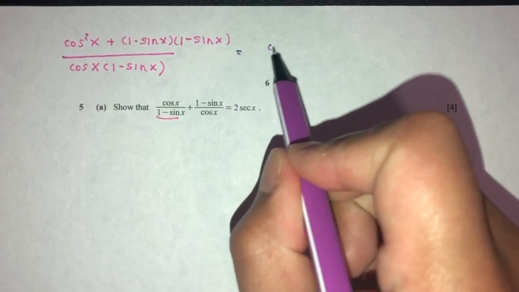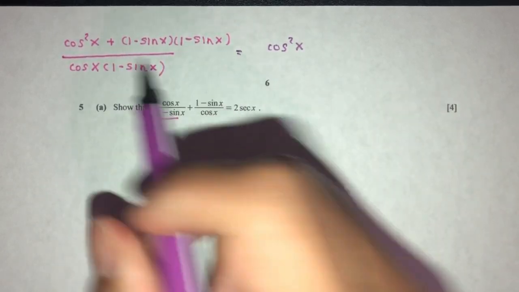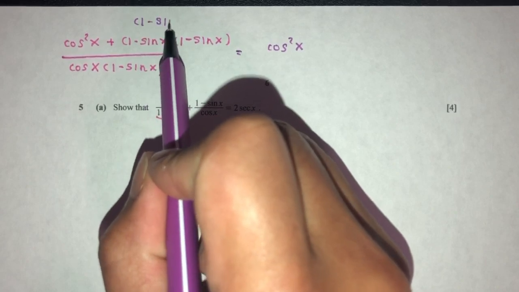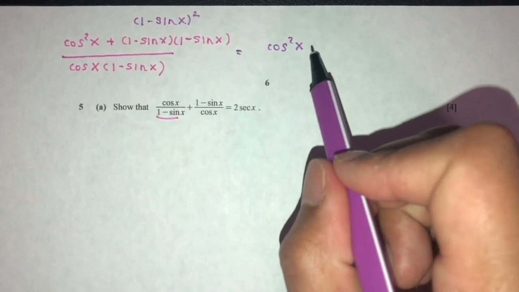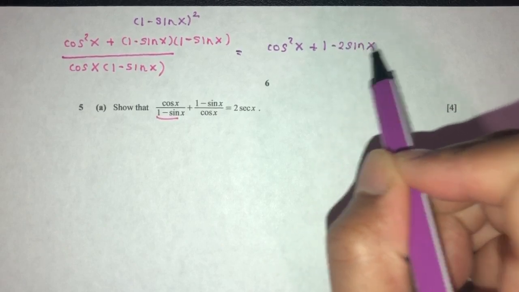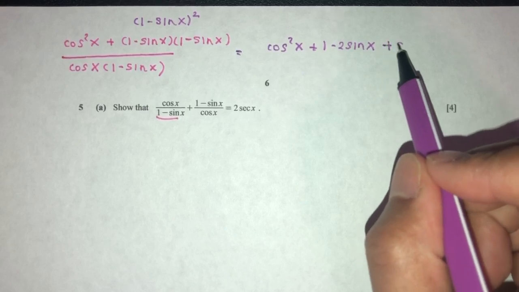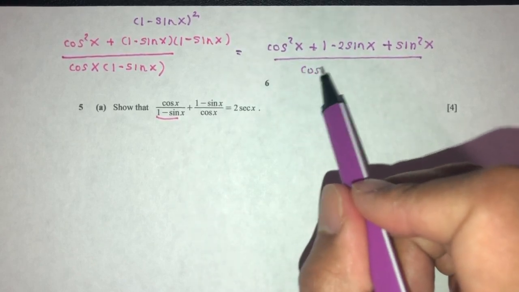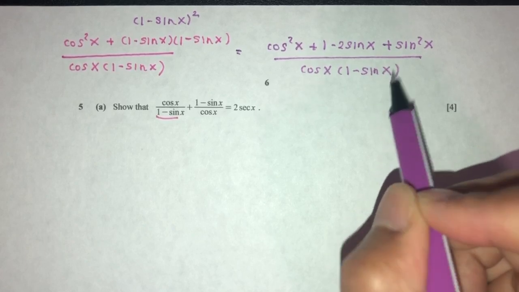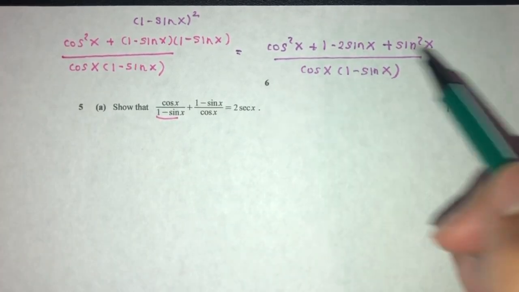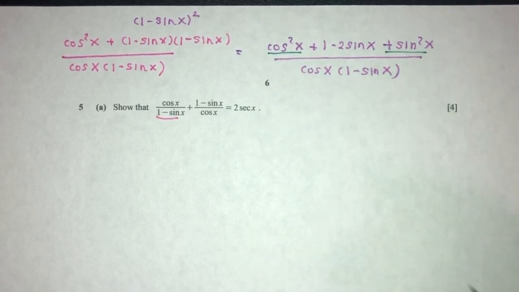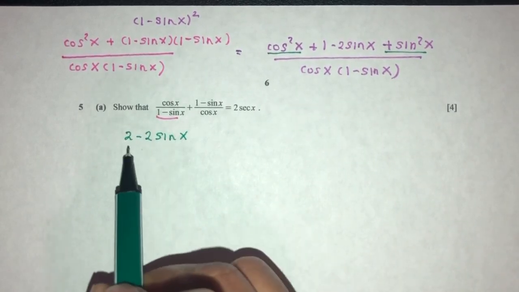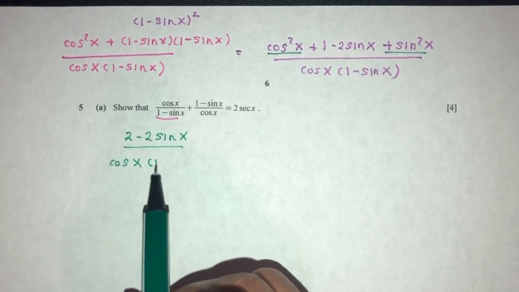So here you will have cos square of x, same thing. But here we can just expand, that will become 1. So again, these are the same, that will be square of this. So I can look at this as simply 1 minus sine x squared, right? Because it's the same. That will become plus 1 minus 2 sine x, and then plus the value of sine square x. This with the value of cos x, 1 minus sine x. Now simplify. Cos square x plus sine square x is a value of 1, right? We should know this. Now 1 plus 1 is 2. 2 minus 2 sine x over the value of cos x, 1 minus sine x.